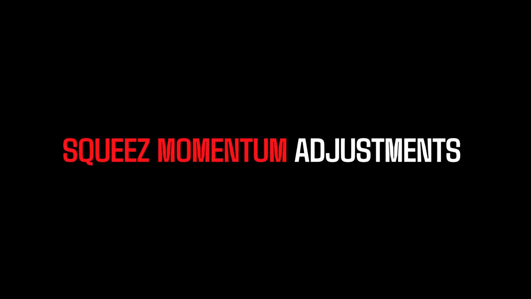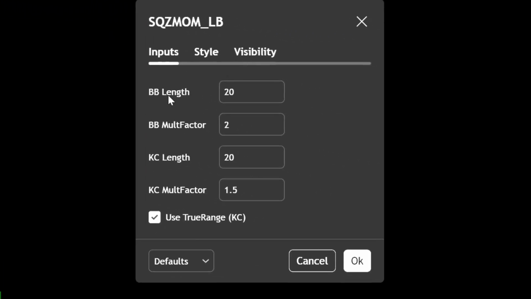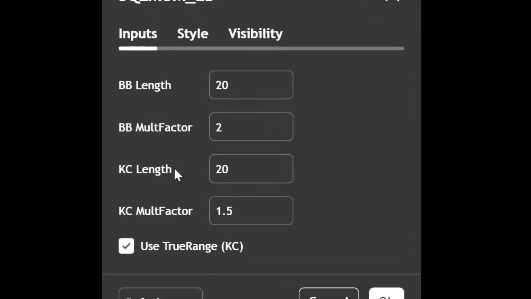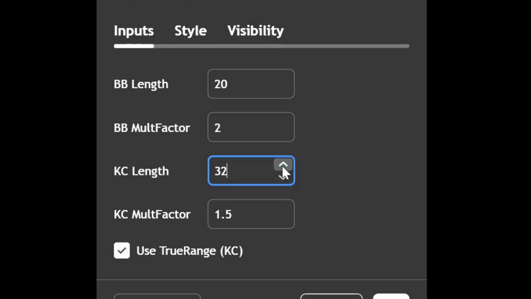But before that, we're gonna tune this baby to maximize performance. So first, let's head to the input section. We're gonna tweak a couple of settings to make it more sensitive to those explosive moves. Change the KC length to 45. This adjusts the Keltner channel, making it react a little quicker. Then bump the KC multiplier up to 3.5. This widens the channels, helping us spot those big powerful squeezes.